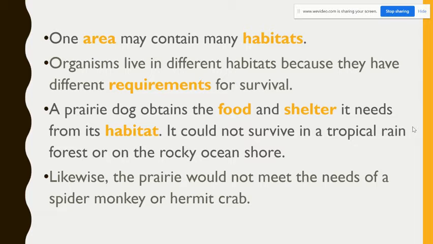So the prairie dog obtains the food and shelter it needs from its habitat, and it couldn't survive if you moved a prairie dog to a tropical rainforest or along an ocean shore, or if you moved them to the tundra where it's really cold. They couldn't survive because it doesn't have the things they need. Then, the same way, a prairie wouldn't meet the needs of a spider monkey who needs to live in a tropical area, or a hermit crab who needs the ocean.